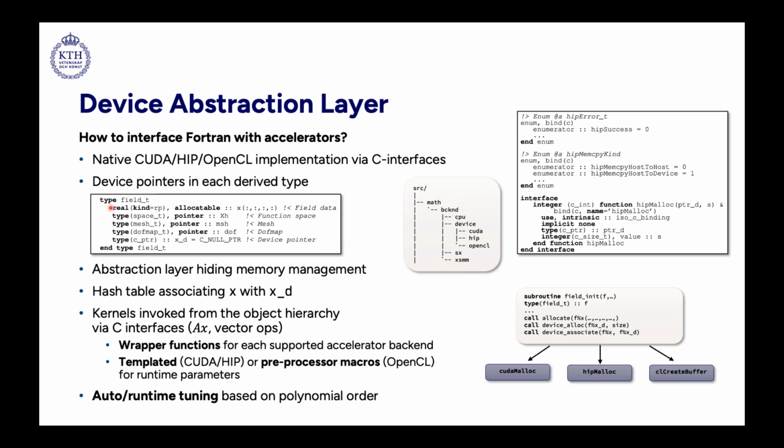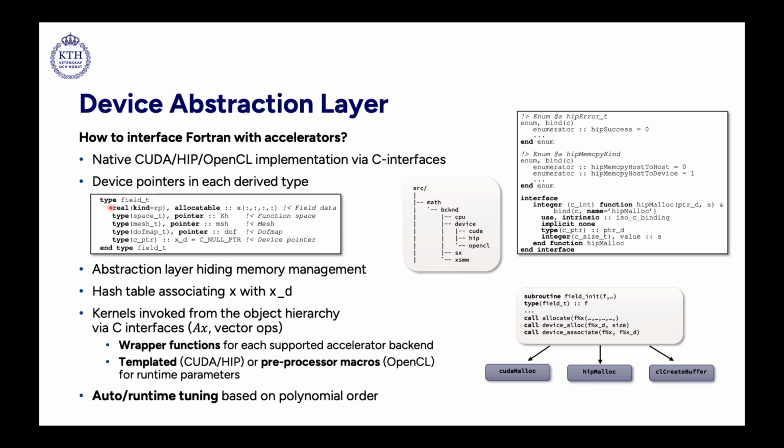So that is sort of covering the memory management part. When it comes to launching kernels on the device itself, they are also launched from this object hierarchy. So for example, one of these green boxes there might be a GPU or a CUDA one. That would then go into a Fortran code that would then call a C++ or C wrapper function for the supported backend. And this would then be templated CUDA C++ code or heavily pre-processed macro C code for the OpenCL backend, such that it can nail down runtime parameters like polynomial orders or certain kernel sizes for the meshes.